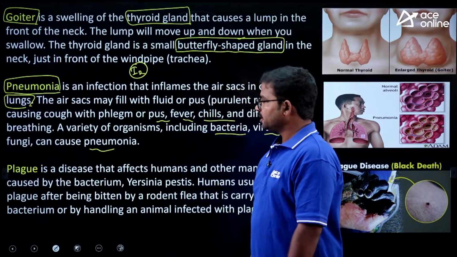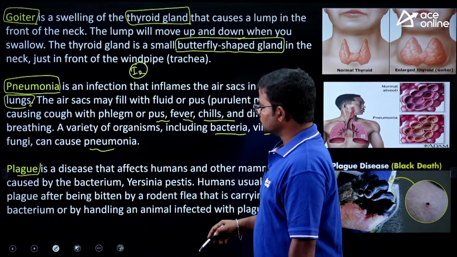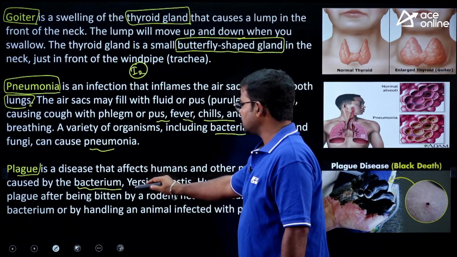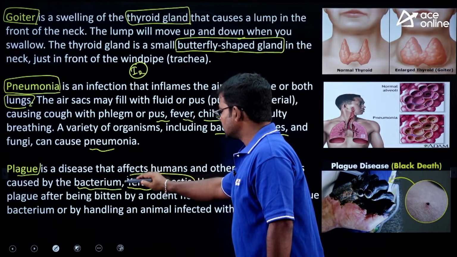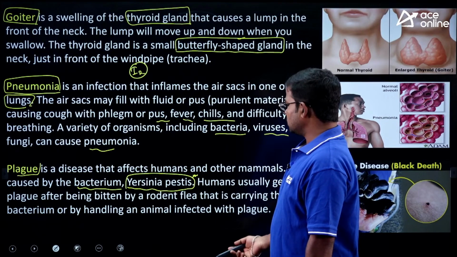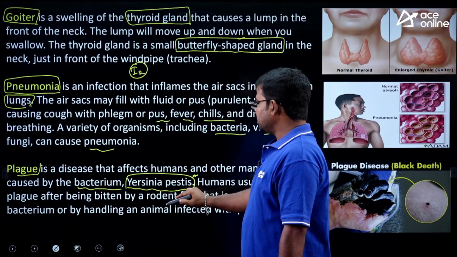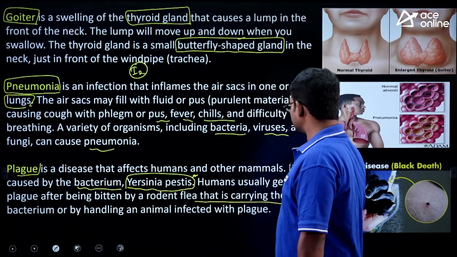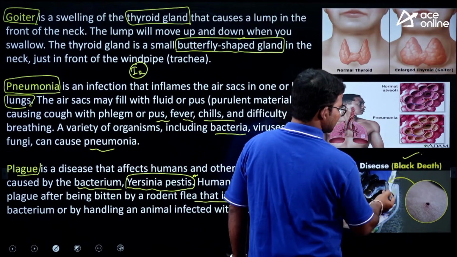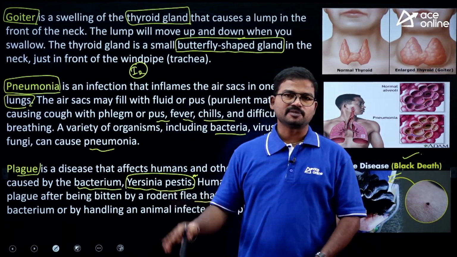Next, plague. This is also very important. Plague is completely a bacteria-related problem. The responsible bacterium is Yersinia pestis. You have to remember the name of the bacterium. It is mostly spread by the bites of rats. Plague is also known as the Black Death. So these are the major concerns about the remaining options.